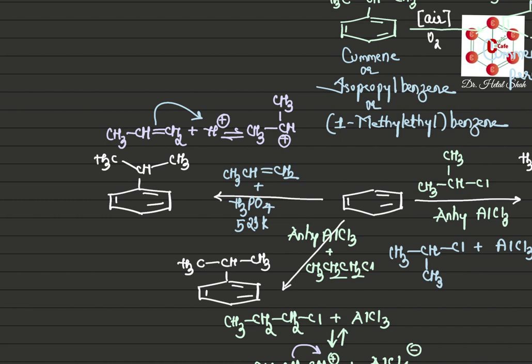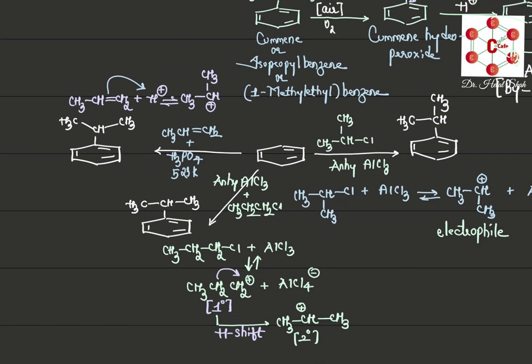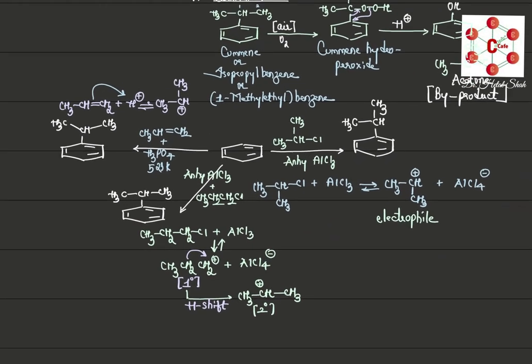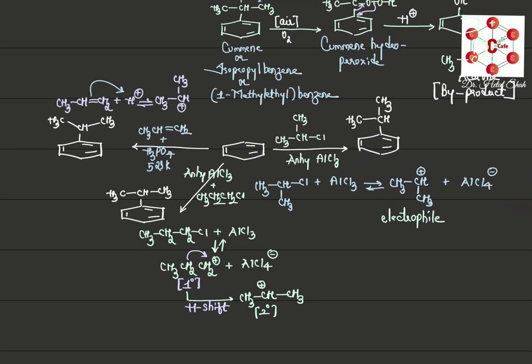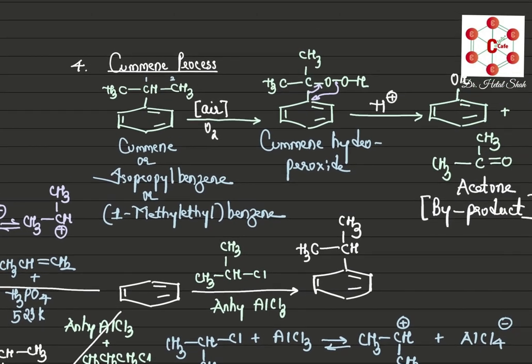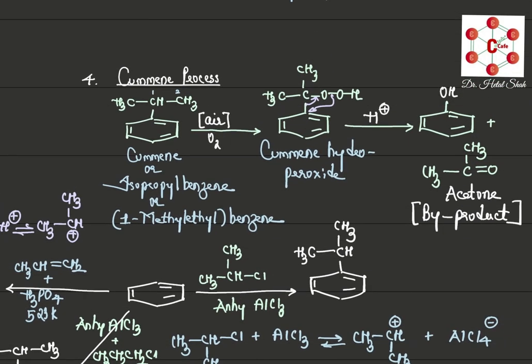So either way, you get the same product. Whatever you do, you're going to get the same product. I hope you've understood this. 3 different ways of getting the same cumene, right? And that cumene can be converted into phenol, right? So that ends the preparation of phenol and alcohol.